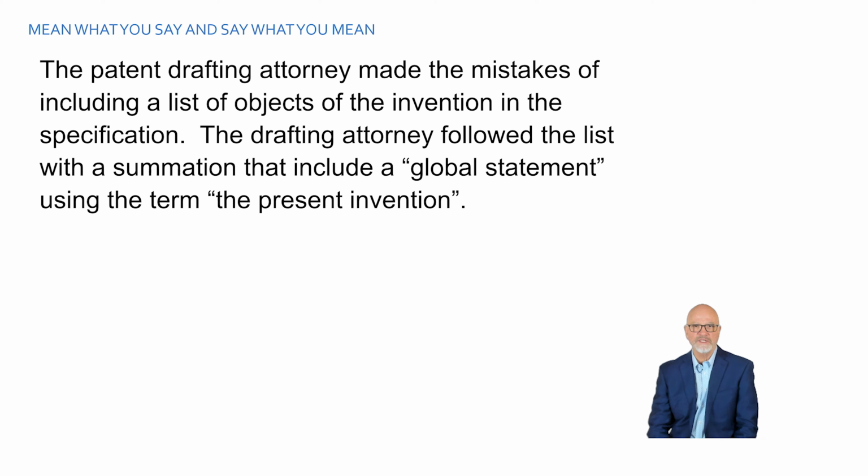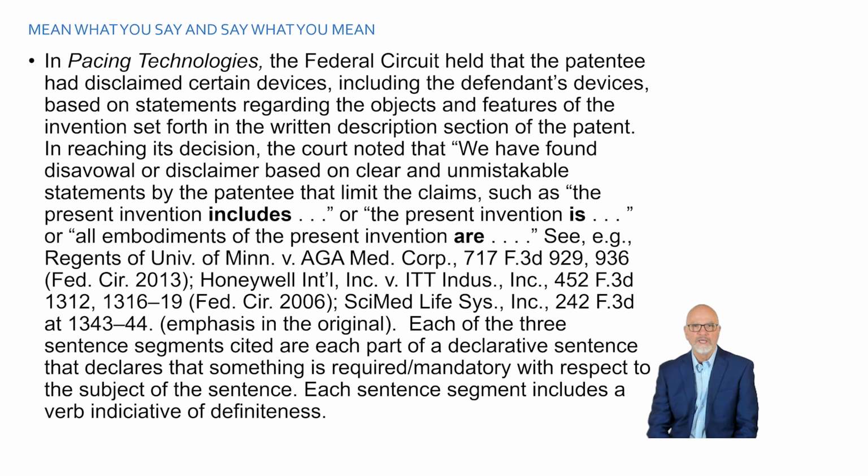The patentee's drafting attorney made the mistake of listing objects of invention in the specification. The drafting attorney followed this list with a summation that included a global statement using the term present invention. Also interesting is that the Federal Circuit held that the patentee had disclaimed certain devices, including the defendant's devices, based upon statements regarding objects and features of the invention set forth in the written description section of the patent.